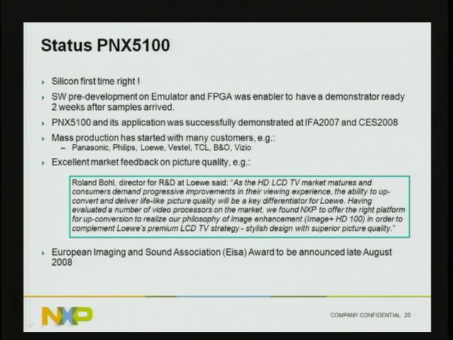But I think the really impressive thing that happened here is that we got silicon a year ago, and 2 weeks later, we actually showed this whole application with all the software at the IFA, which is a huge consumer show in Berlin, Germany. One of the two I think we have every year, one in Las Vegas and one there. And that was the enabler for engaging with a lot of customers that have chosen us now in the market. So we have this product in the market now, in mass production with various customers, and we get very good feedback on the picture quality.